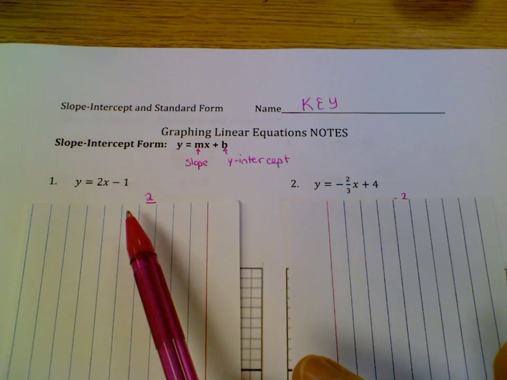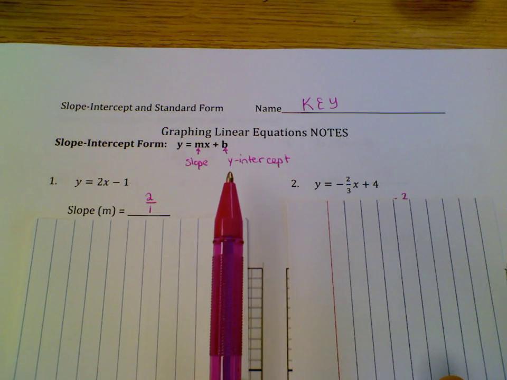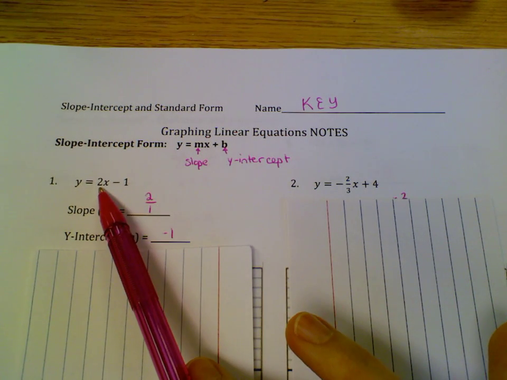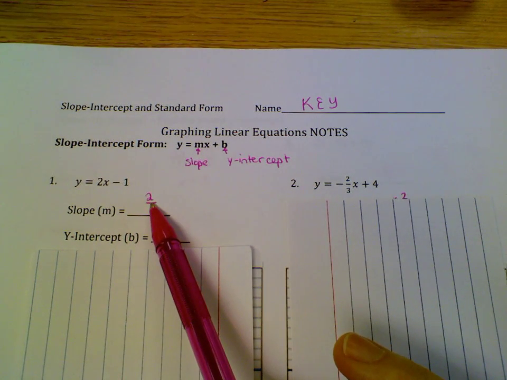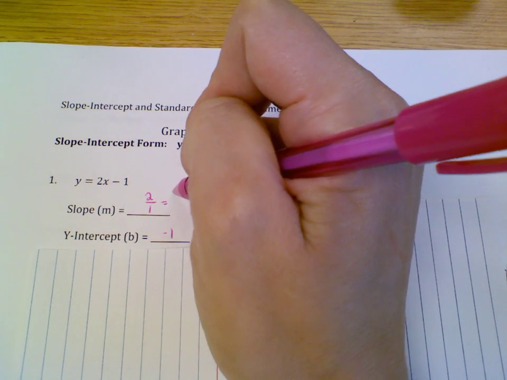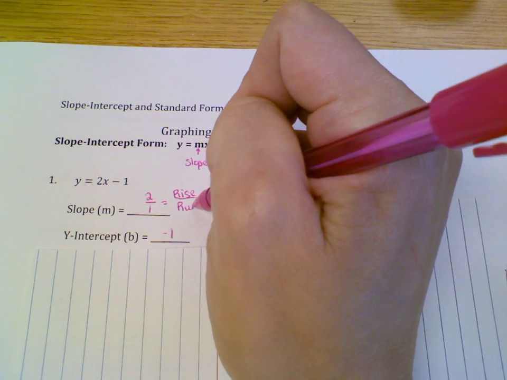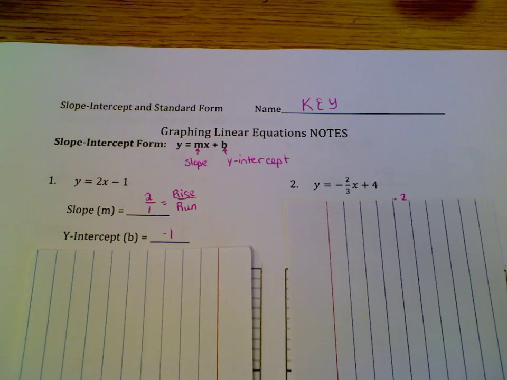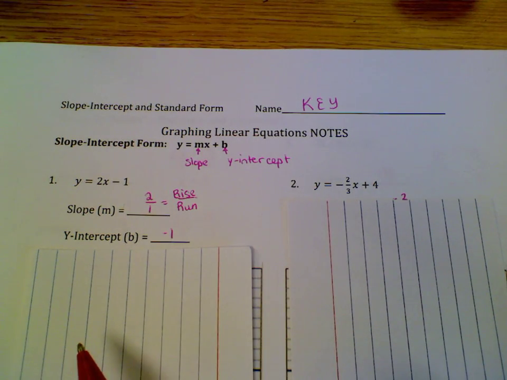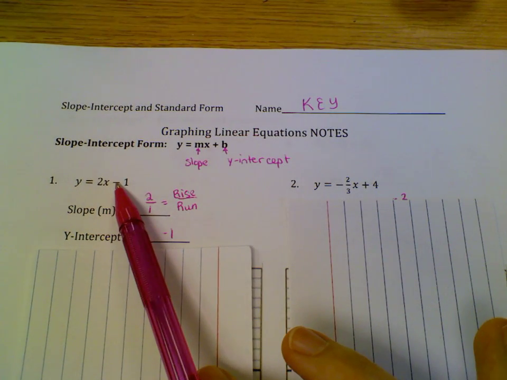So on my first equation, I have y equals 2x minus 1. The first thing I want to do is pull out the numbers for the slope and the y-intercept. So my slope is this number in front of the x, so it's just 2. Now remember, we want the slope to be a rise over a run, because remember, that's our staircase that's going to tell us how steep our line is. So since it's a whole number, we're going to go ahead and make it into a fraction by putting it over 1. My y-intercept is the second number, which is -1, and notice I put negative because of that minus sign.